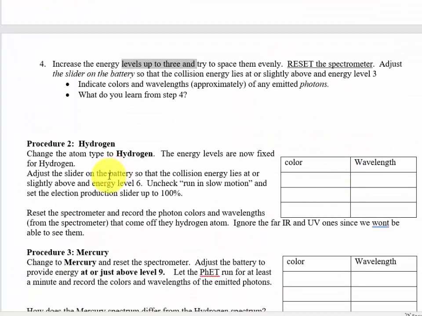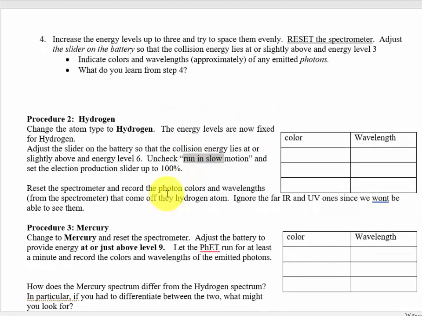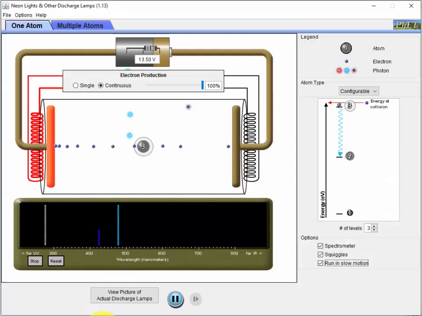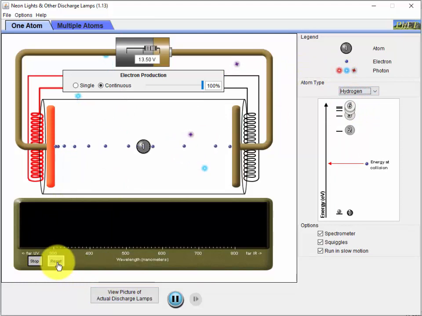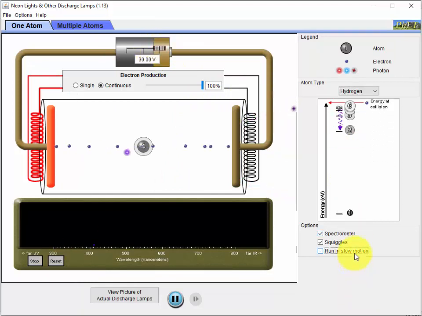Now we're told to go ahead and go to hydrogen, and we can speed this thing up. Record the colors and the wavelength cut from the spectrometer, and we don't really have to pay attention to the infrared and ultraviolet ones because we're not really able to see them anyway. So let me change this over to hydrogen and reset this guy. We don't have enough energy to excite this hydrogen just yet, so I'm going to jack this all the way up. I'm going to allow this to speed up, and I will time-lapse this for you.